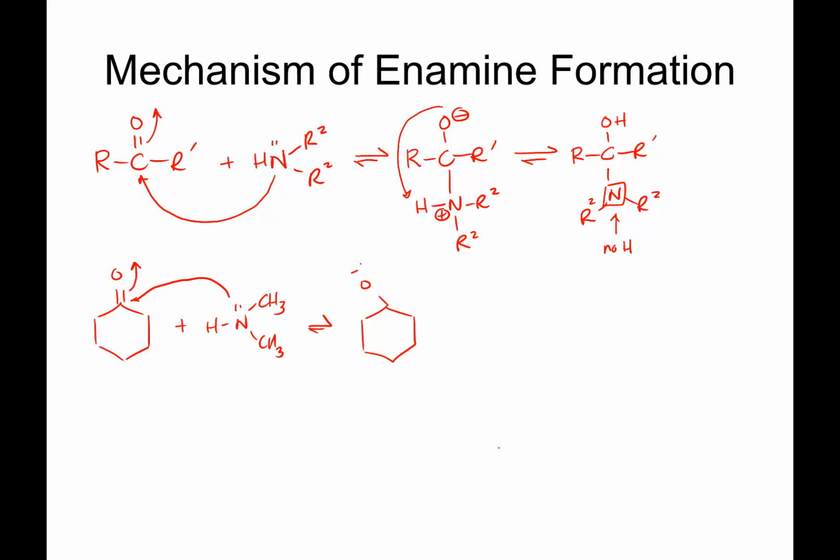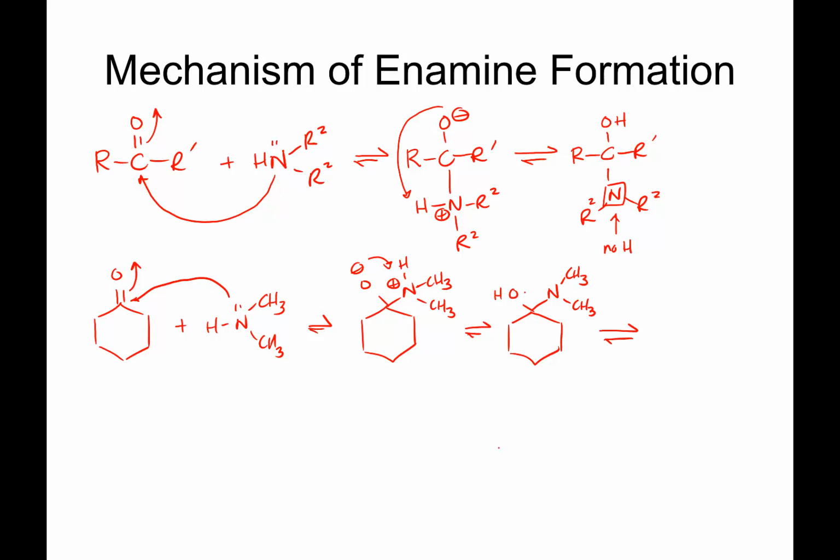I end up with my O-, and my plus charge on the nitrogen. My O- will then, we'll say, intramolecularly pull off the H+. And now I'm going to form my hemiaminal. Now, in the presence of heat, we're still going to lose the OH group.